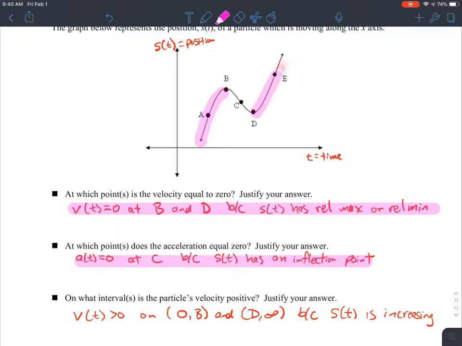From here to here. Now if you don't pay attention to this, you might think, and this is what I did initially, I said the velocity was bigger than 0 from negative infinity to b, because this arrow is going in this way forever. And I'm going to explain why that's wrong in a second. And then it's positive again from d to infinity, non-inclusive, because s of t is increasing.